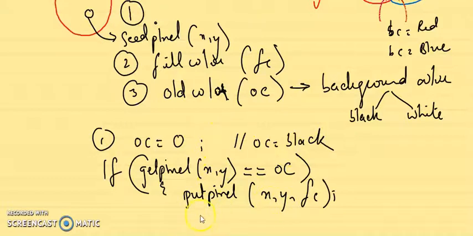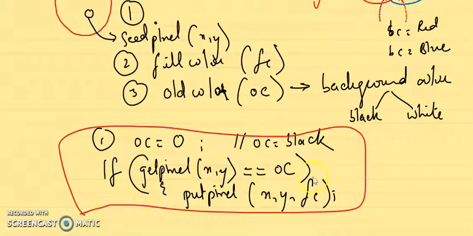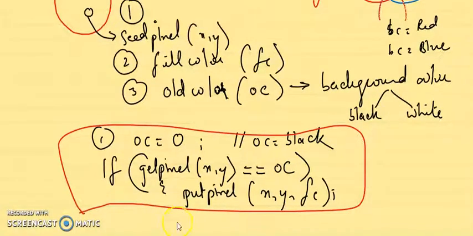Okay, so this becomes the basic crux of your flood fill algorithm that you are supposed to remember. Remember what OC is. Please do not get confused. OC is nothing but the background color, ideally a black or a white color. And secondly, I am going to check whether the current pixel is equal to the background color or not.